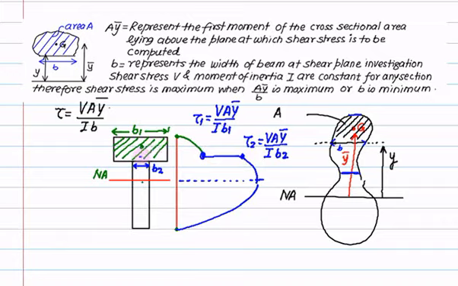Tau1 will be at this point, whereas tau2 will be on the web side. This tau1 is on the bottom of the flange, whereas tau2 is the top of the web.